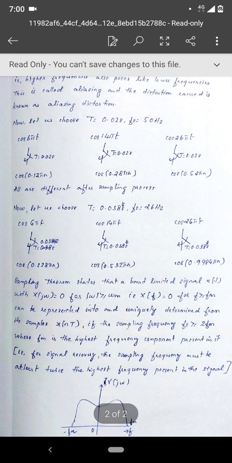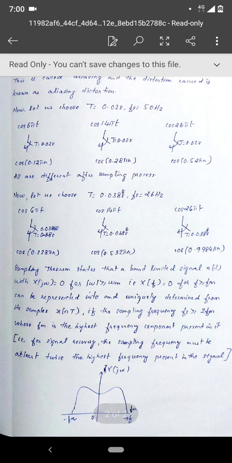Let us take the sampling interval t as 0.0384 seconds and the sampling rate fs as 26 hertz. So 26 hertz is very important. Let us concentrate on that 26 hertz, and from it we have got the sampling interval as 0.0384 seconds. How did we get that? 1 by 26 is nothing but 0.0384 seconds.